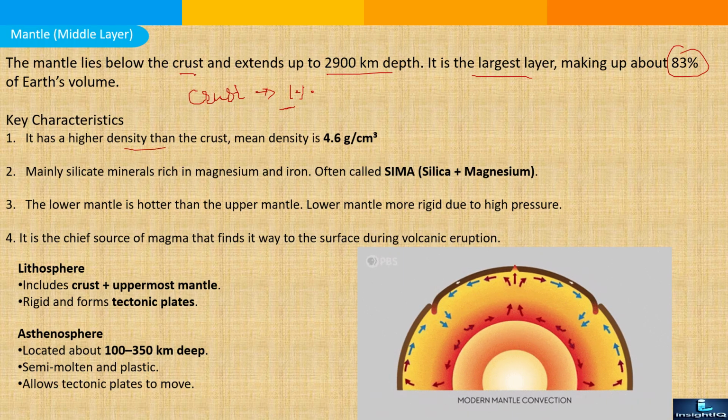It has higher density than the crust. Mean density is 4.6 gram per centimeter cube, mainly silicate material rich in magnesium and iron. It is often known as sima. The lower mantle is hotter than the upper mantle, and the lower mantle is more rigid due to high pressure. It is the chief source of magma. Mantle is the chief source of magma that finds its way to the surface during volcanic eruption.